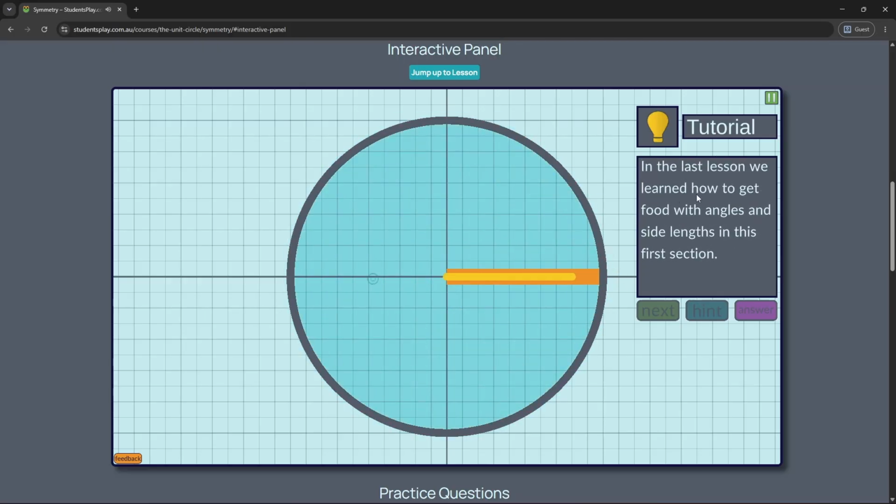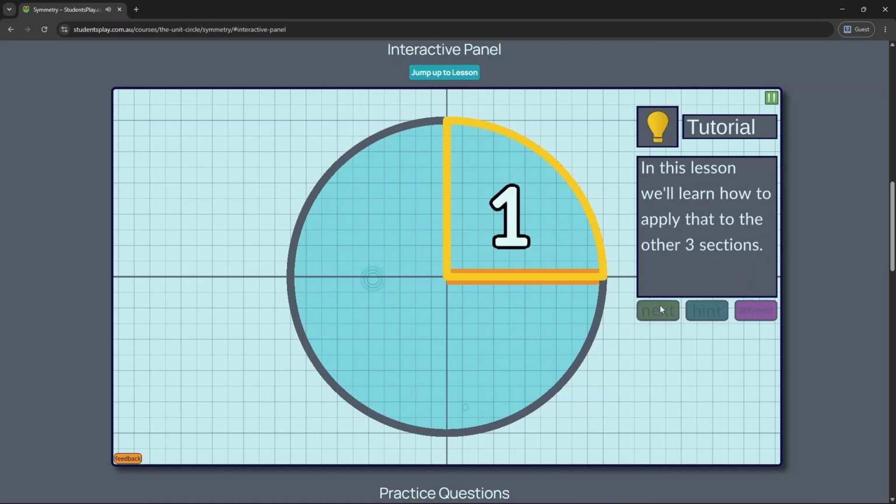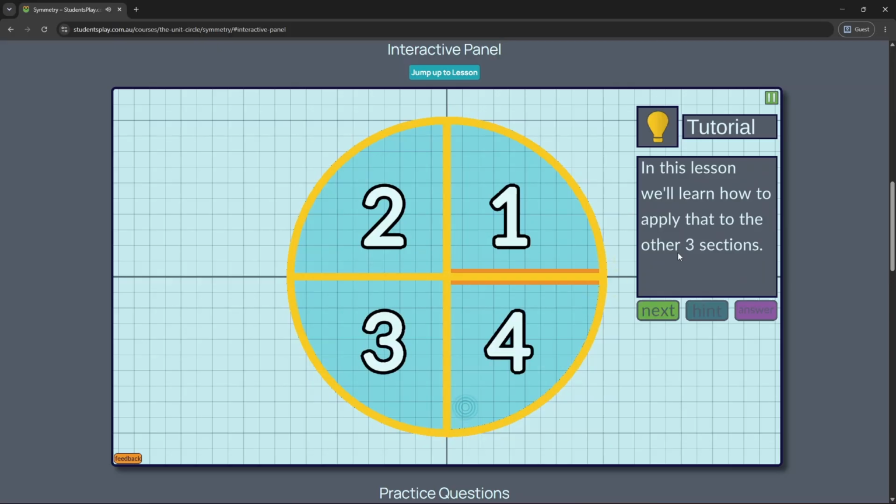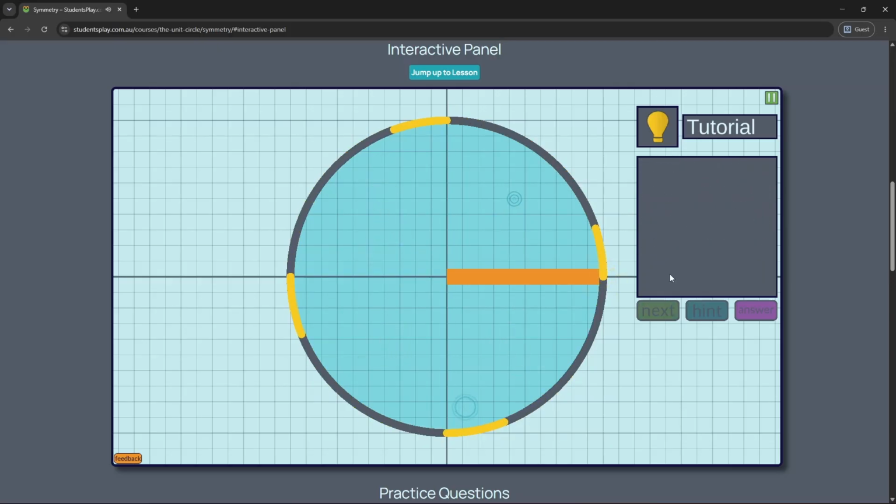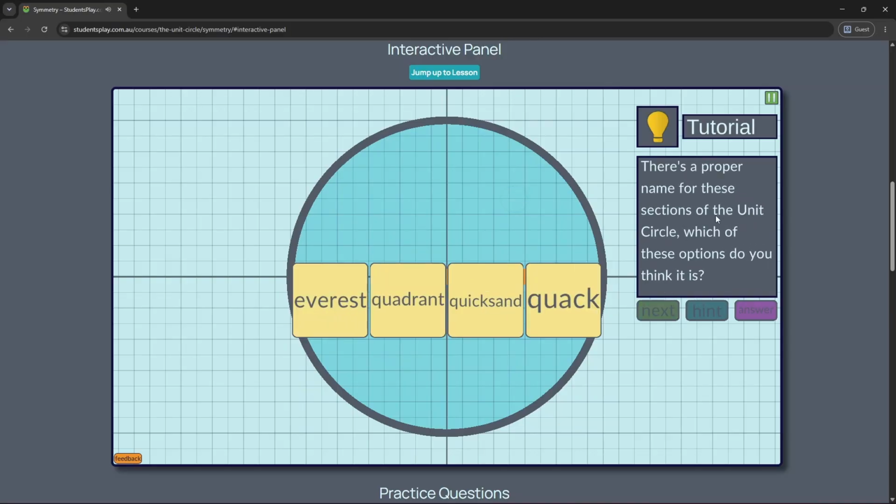In the last lesson, we learned how to work out angles and side lengths in this first section. In this lesson, we'll learn how to apply that to the other 3 sections. First, let's improve our vocabulary so we can sound smarter. There's a proper name for these sections of the unit circle. Which of these options do you think it is?